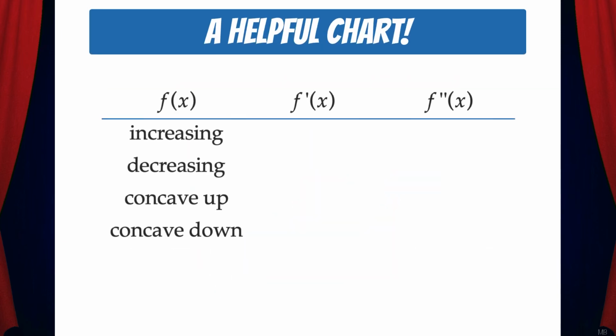Here's a helpful chart to help you sort out the details between f, f prime, and f double prime. When f of x is increasing, f prime is positive. When f of x is decreasing, f prime is negative.